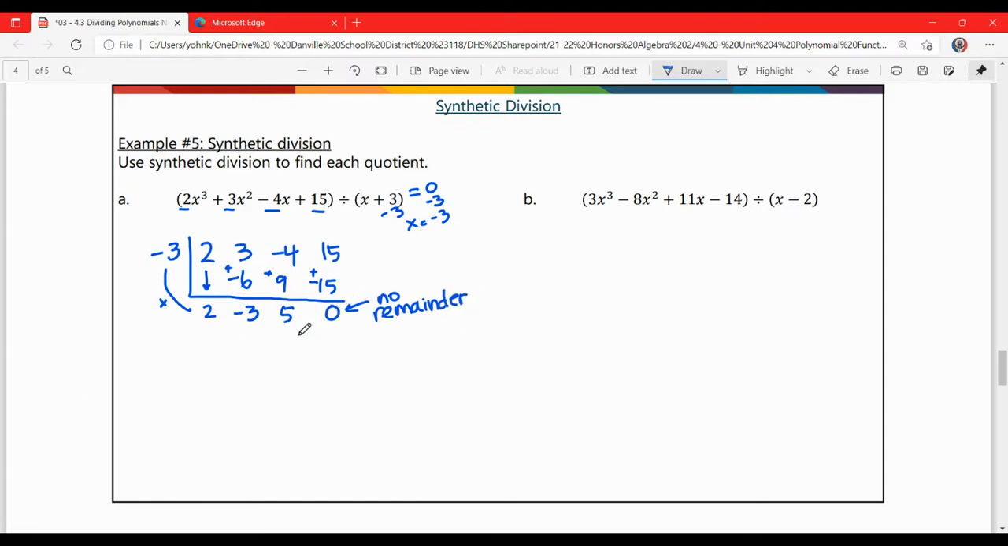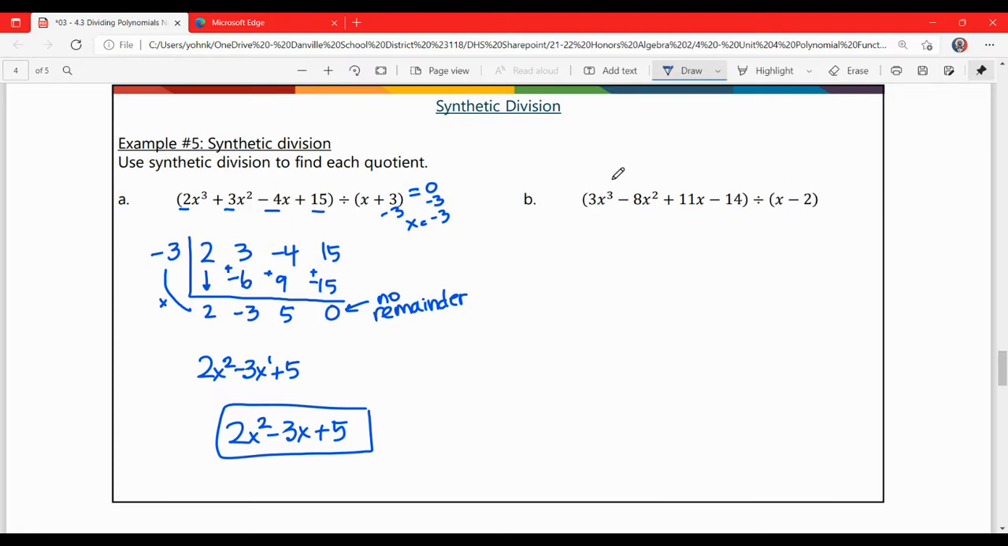And then I'm going to work backwards. This 5 is my constant. This -3 is my x to the first power. And this 2 is my quadratic term. So I've got 2x squared minus 3x plus 5. So synthetic division is really nice because there's no letters that you have to deal with. You're simply dealing with the numbers and then putting the letters back in afterwards.